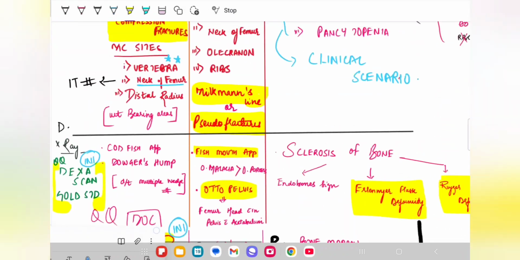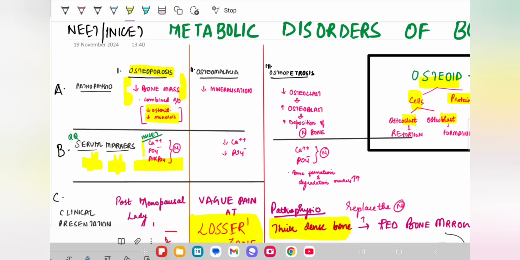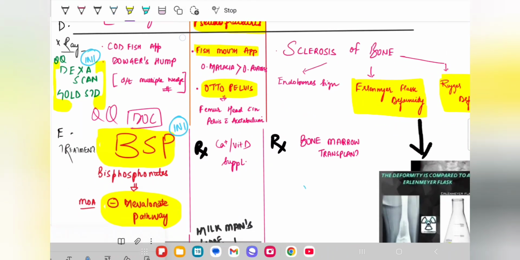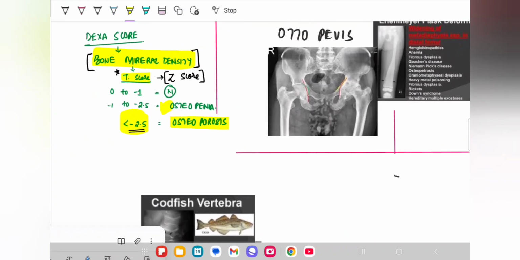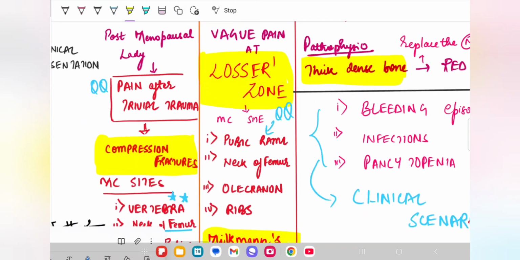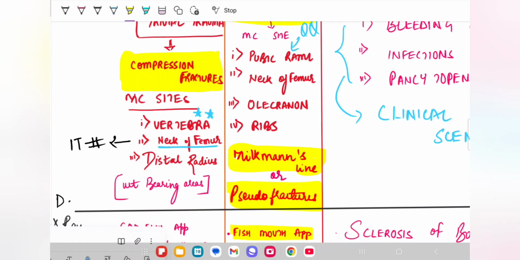So the things which we have to remember till now about osteoporosis: there's decrease in bone mass. The serum markers, calcium, phosphate and alkaline phosphatase, are all normal. And how will we diagnose it? We will detect the decrease in bone mineral density by DEXA scan, and a T score less than -2.5 is diagnostic of osteoporosis. I have already told you the clinical profile. It will be a postmenopausal lady complaining of pain after trivial trauma. Obviously, it will be a compression fracture. The most common sites of fracture will be vertebrae and neck of femur.